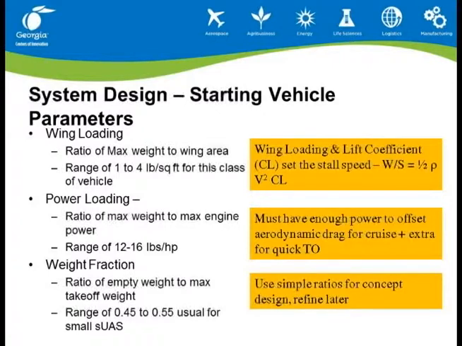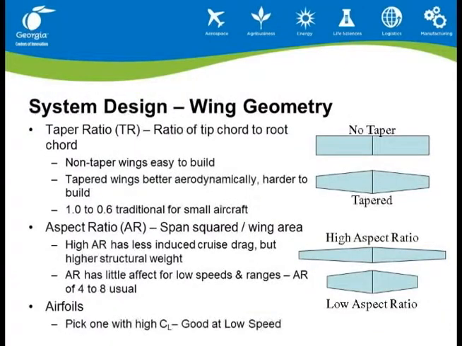And for this first cut, you just use simple ratios for your concept design, and you can refine that later with more detailed analysis. So we start looking at our wing geometry. Some of the key areas you need to look at there are taper ratio. That's the ratio of the tip chord to root chord. And you see the drawings on the right side there.